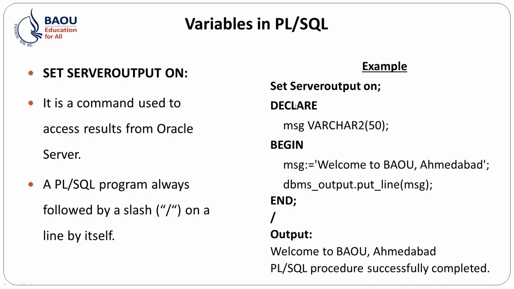Now, here set serveroutput on. If we do not turn on set serveroutput, then this program's output will not be displayed. So first of all, when we execute the first program in a PL/SQL block, the first line is to write down set serveroutput on. Then you can execute all the blocks and see the output. Without this line, you cannot view the output.